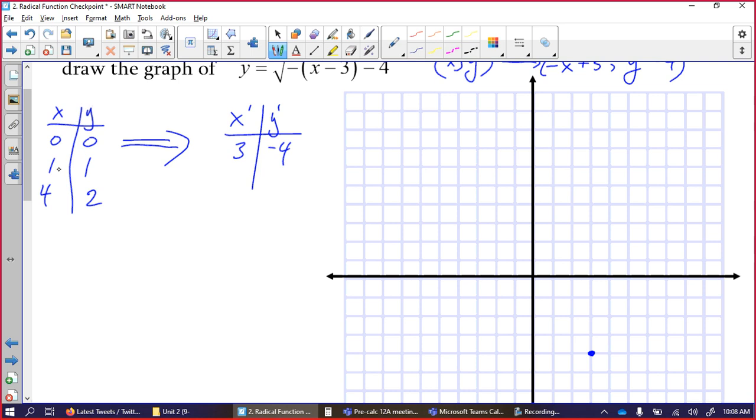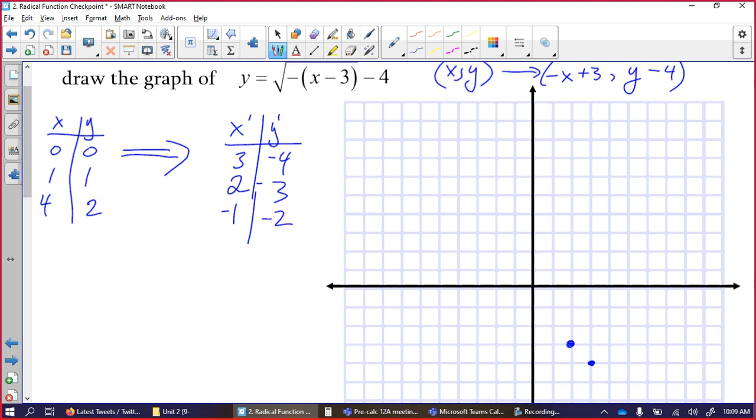So negative of 1 is negative 1. Negative 1 plus 3 is 2. And 1 minus 4 is negative 3. So 2 and negative 3, that kind of makes sense. We've reflected across the y-axis, so instead of going like this, it makes sense that we're going like that. Negative of 4 is negative 4. Negative 4 plus 3 is negative 1. 2 minus 4 is negative 2. Negative 1 and negative 2. So we have that sort of setup.